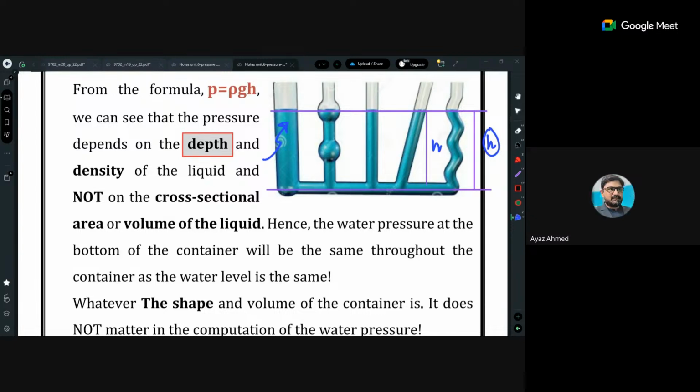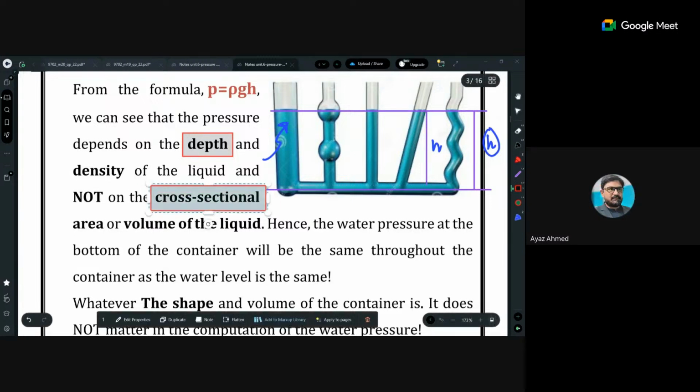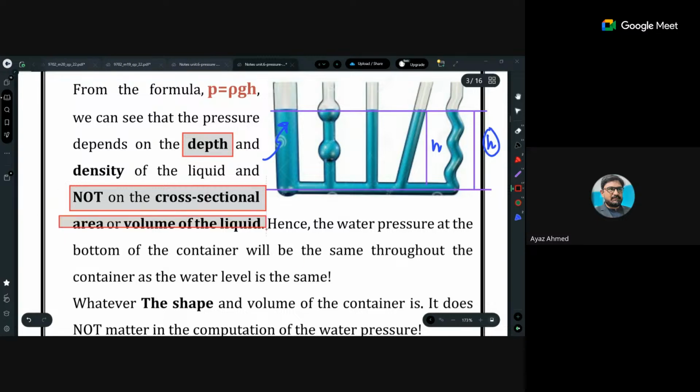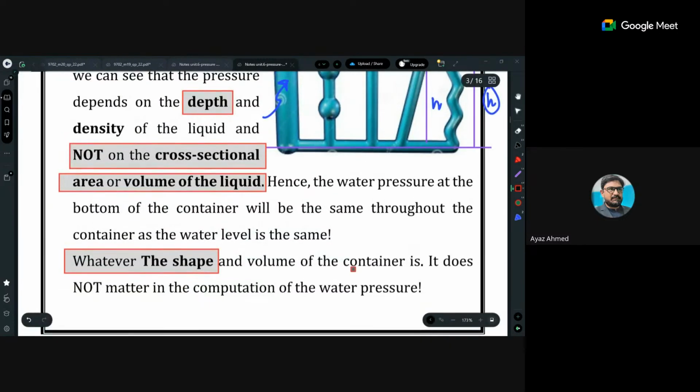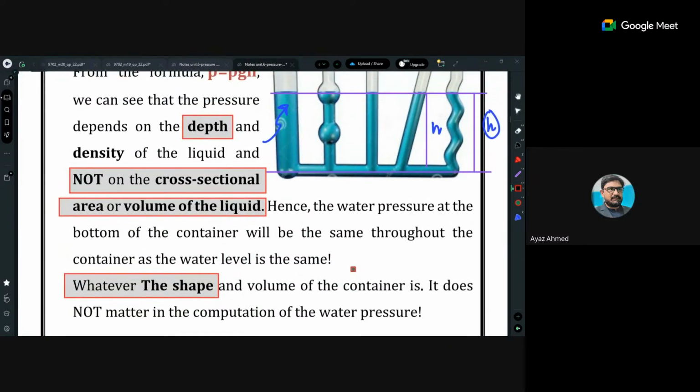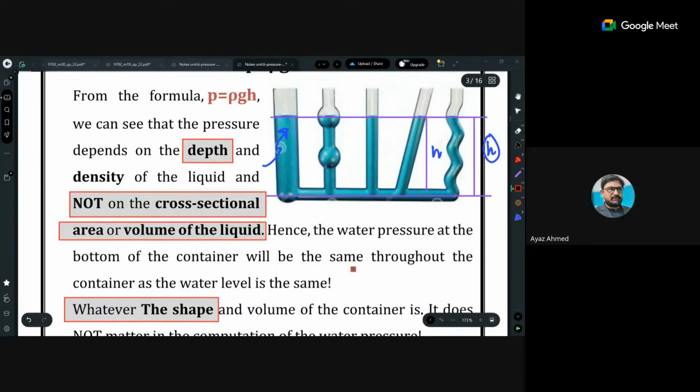Shape, area, it does not matter. Or the volume of the liquid. Is this very clear? Yes. So what matters is the vertical height, not the cross-sectional area, not the volume. The only thing which is important, whatever the shape is, is the level of the water, the vertical height. Okay.